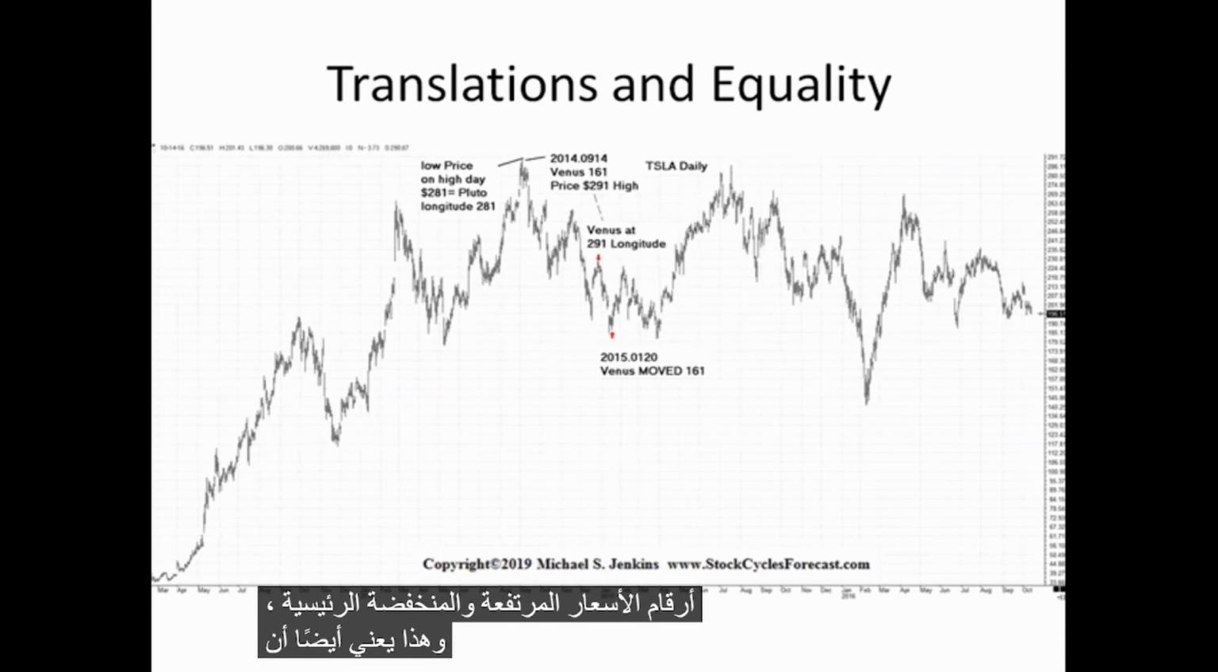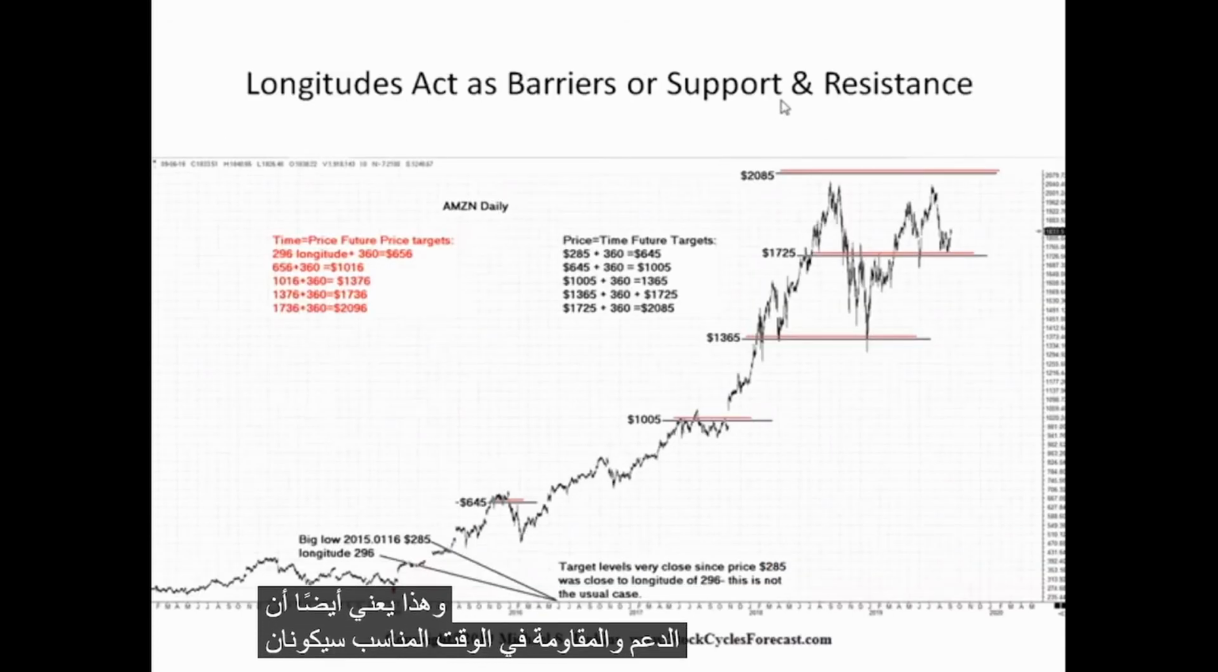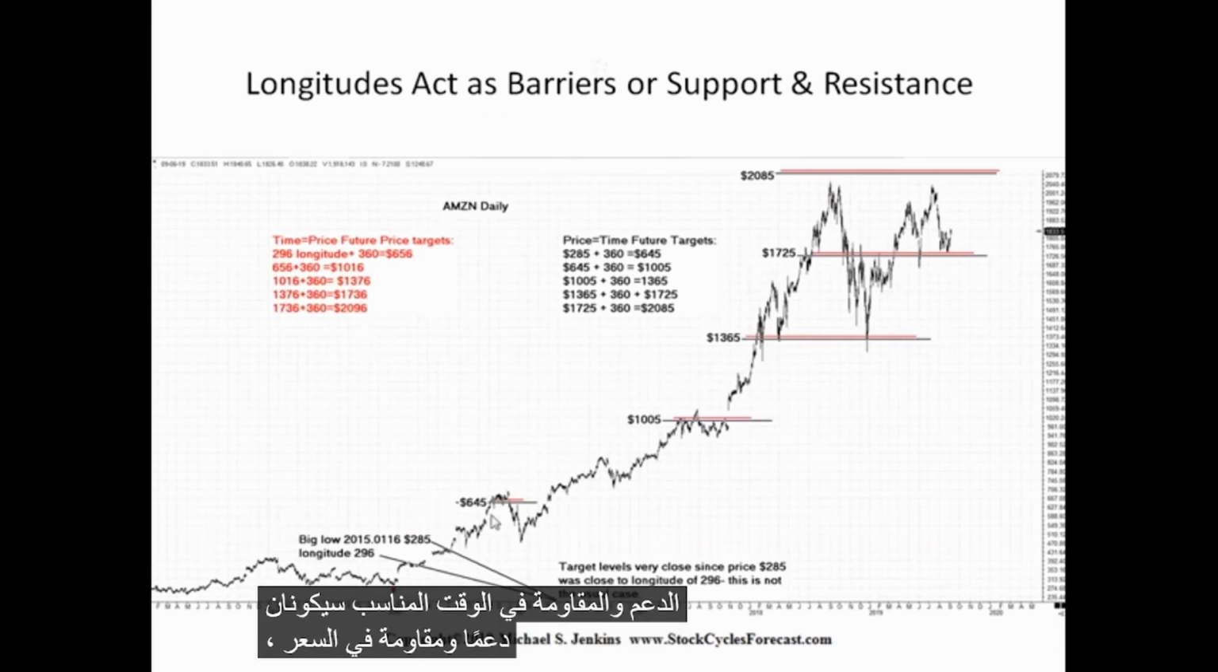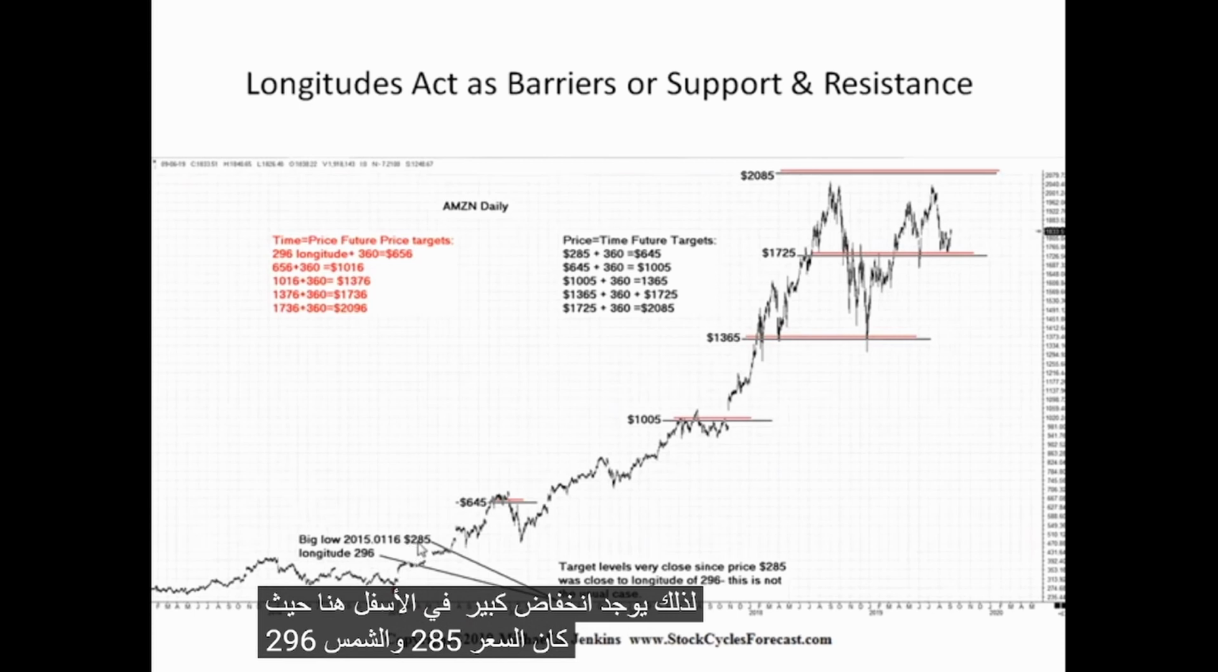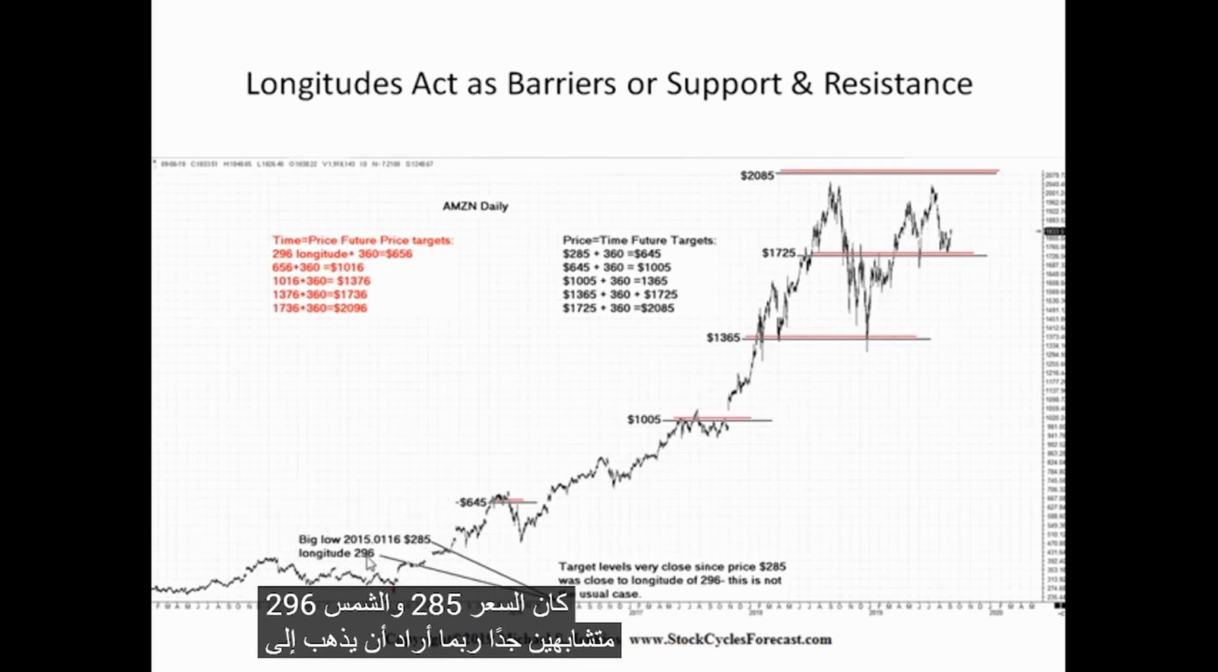The implication of this is also that support and resistance in time will be support and resistance in price. So here's a big low down here where the price was 285 and the sun was 296. They're very similar. Maybe it wanted to go to 296, but there was a sell program. There's always a little slippage around, so you've got to give it a little bit of room.